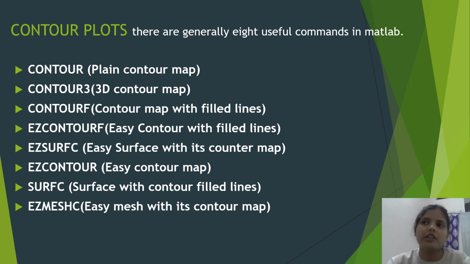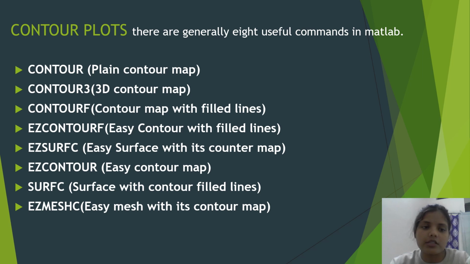There are generally 8 useful commands in MATLAB. The first command is contour, which is used to produce the contour map, and the other one is contour3, which is used to produce the 3D contour map. The next one is contourf, which is used to produce the contour map with filled lines. And the other one is ezcontourf, which is used to produce the ezcontour with filled lines.